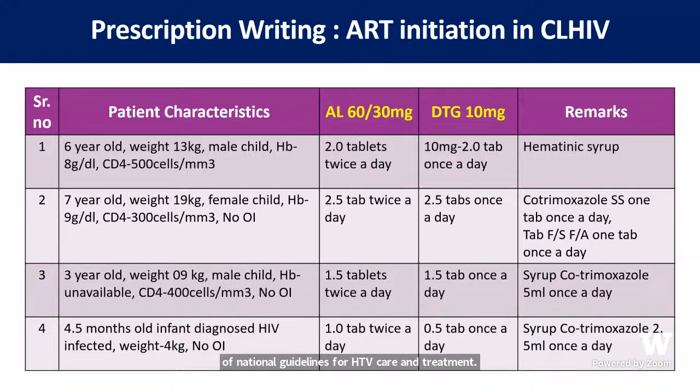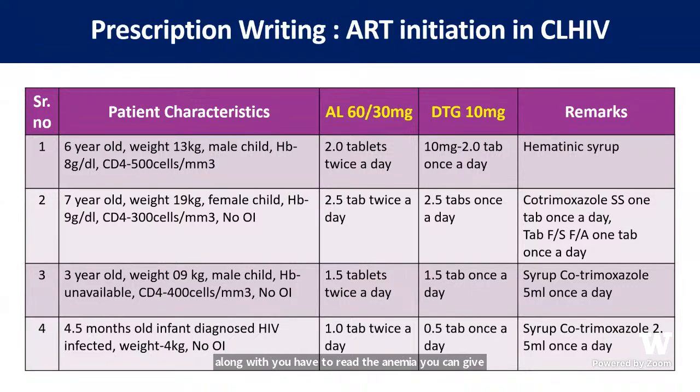So to write a prescription here, we have a child, there are 4 scenarios. A 6-year-old boy, weight 13 kgs, hemoglobin 8 gram per deciliter, CD4 is 500 cells. So what is the regimen you are giving? Abacavir, lamivudine fixed dose combination 60-30, 2 tablets twice daily, DTG 10 milligram, 2 tablets once daily. Along with that, you have to treat the anemia, you can give iron and other supplementation.